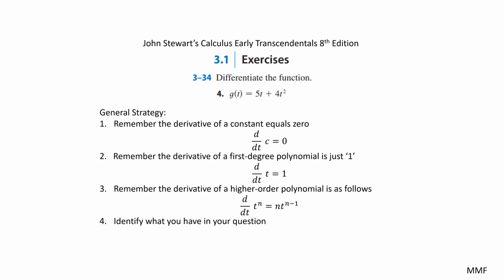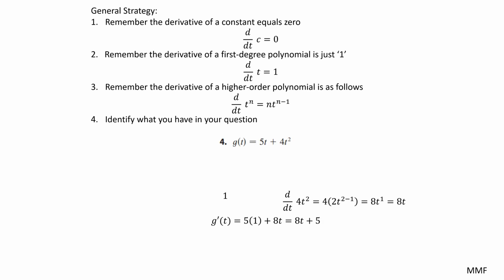So the general strategy here, we just need to use item 2 and item 3. Item 2 is basically saying that the derivative of a first degree polynomial is just 1. And item 3 is saying the derivative of a higher order polynomial is you basically subtract 1 from the power and you move the old power in front. That's pretty much it. So we always got to make sure we identify what we have in the question.